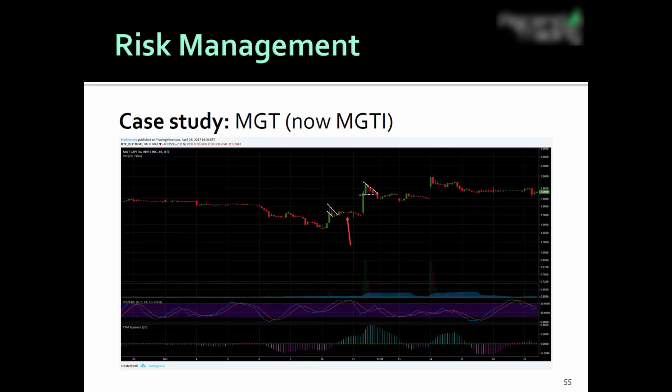So here's one case study, MGT. For those that are unfamiliar with MGT, one of the personality traits of it is that, for one, it's a cult stock. There were a lot of permabulls on Twitter and StockTwits, and it's a low float penny stock as well. And when it runs, it runs fast and hard.